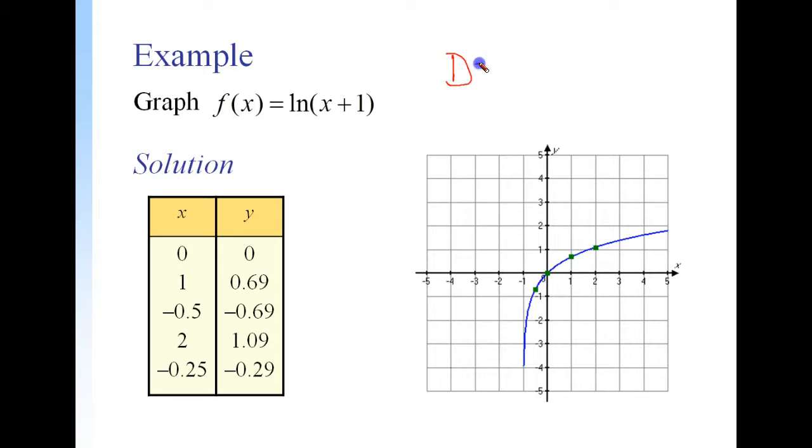So what will our domain be? Well, it's going to start just beyond negative 1. So we use a parenthesis because negative 1 is not included, and it goes to positive infinity. And how about our range? Well, it's coming up from negative infinity, and eventually will go to positive infinity.